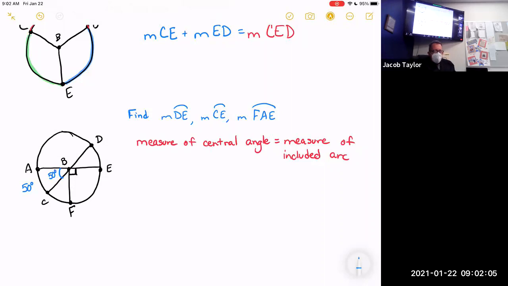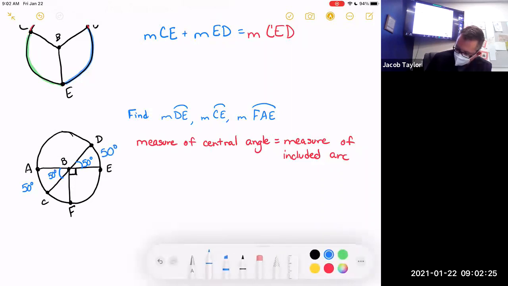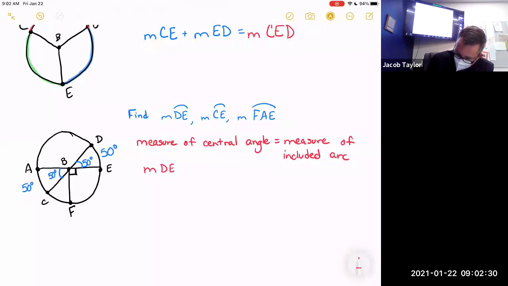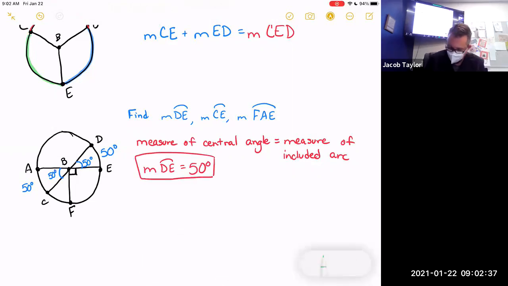Okay. So what else can you figure out? DE? How big's that one? How do you know? Very good. I heard the magic word. These are vertical angles, which means arc DE is 50 degrees. Hey, we found one of them. The measure of arc DE is 50 degrees. Cool. Keep going. What else can I do?